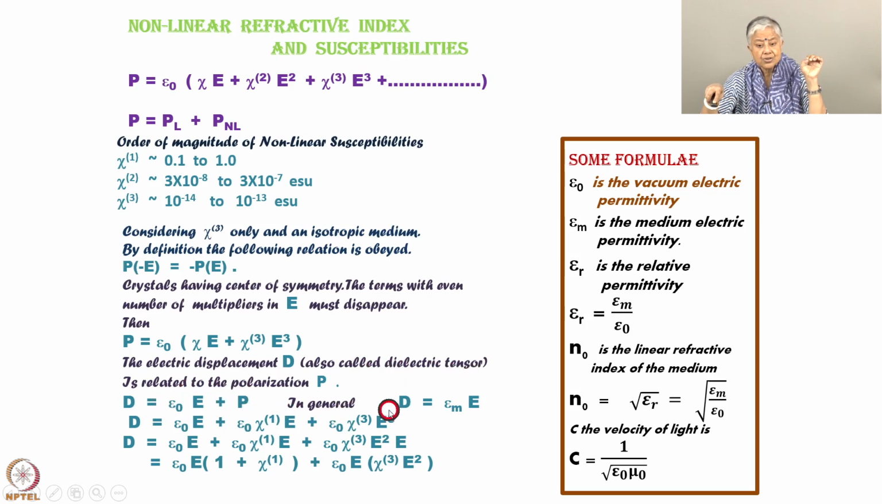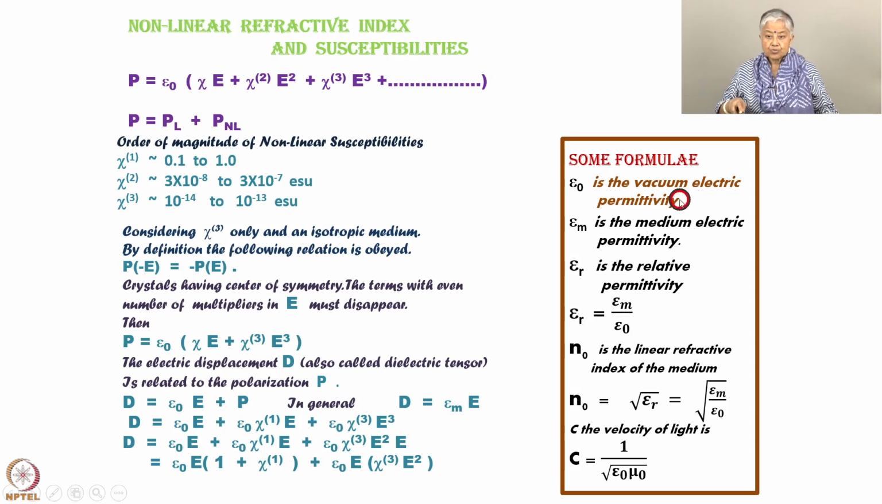In general, D you can write as, suppose there is no polarization, you are not bothered about the polarization, either it is not present or it is too low. So, you have D is equal to epsilon m E. Let me define these terms. These are some formulae which you would have come across in your electrodynamics class or course. So, just recollect those terms.